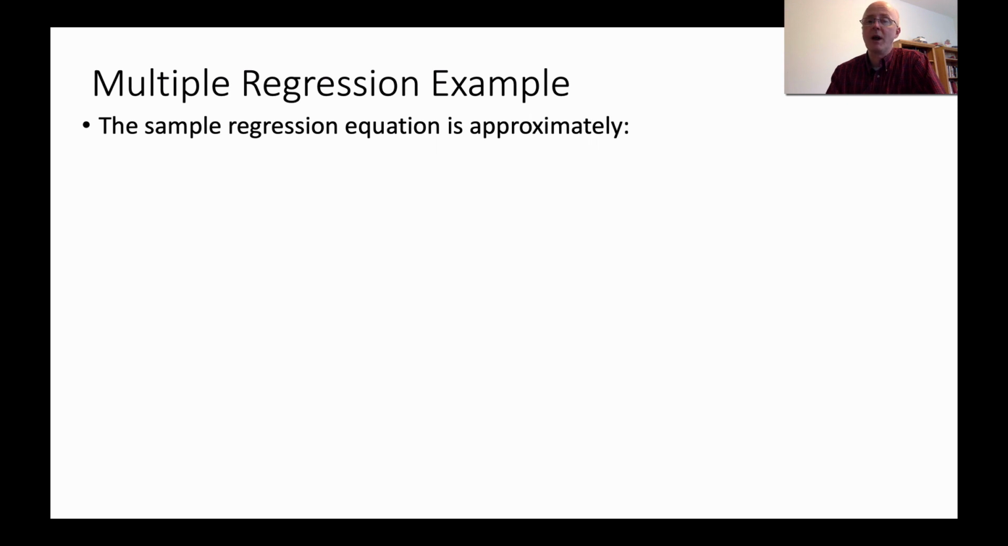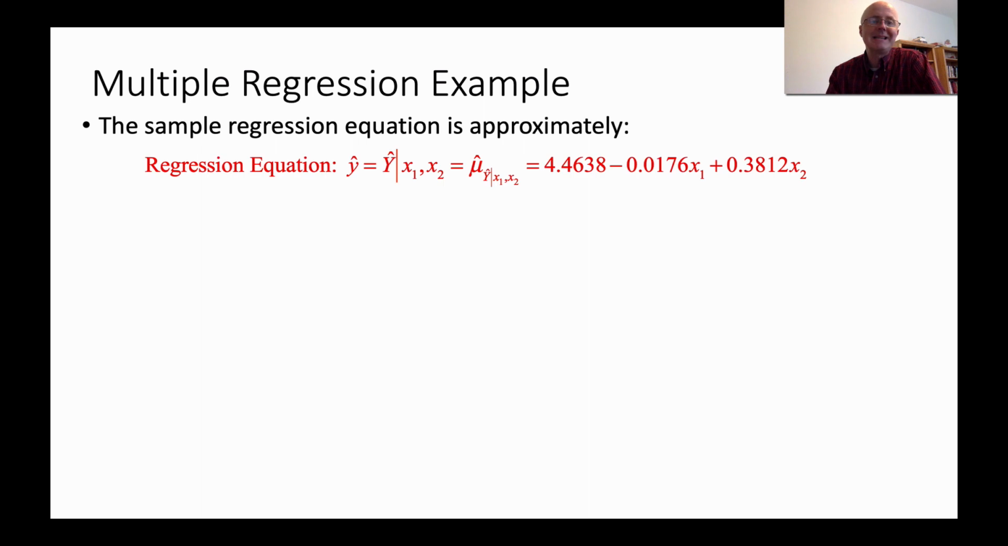Turns out that the sample regression equation that is obtained by minimizing SSE and solving for the critical points, solving for B0, B1, and B2, that does minimize it, is this one right here. B0 is 4.4638. B1 is negative 0.0176. And B2 is positive 0.3812.